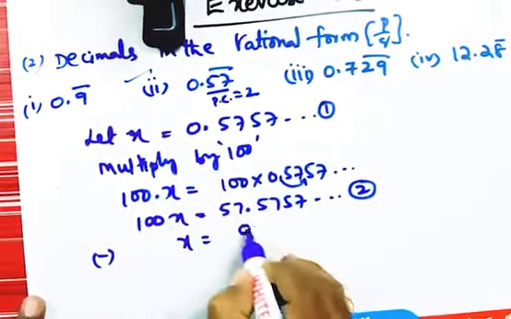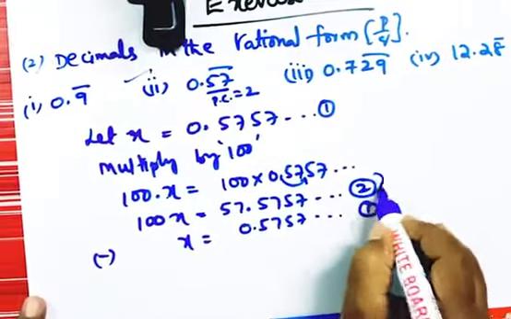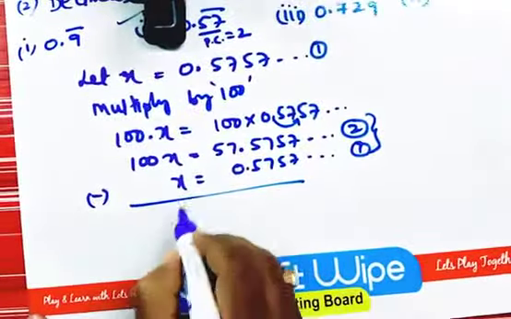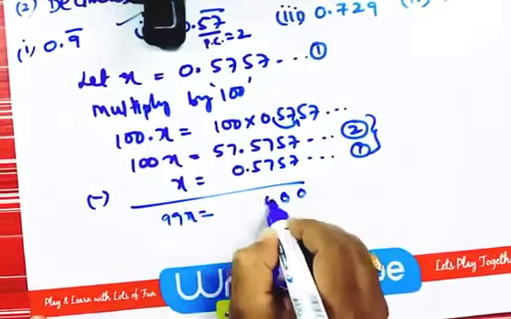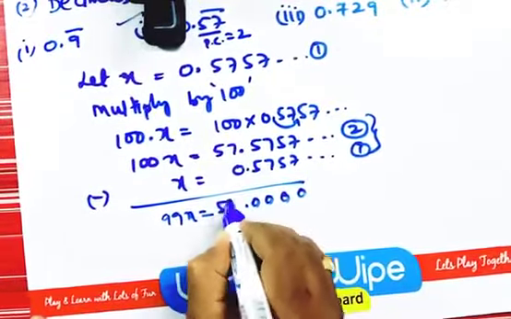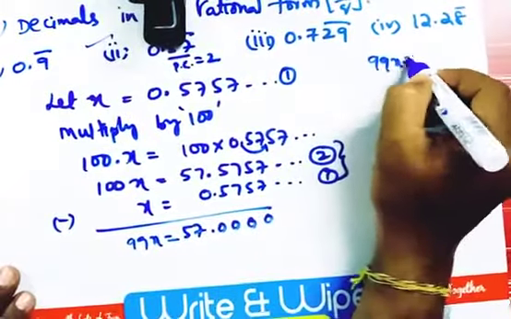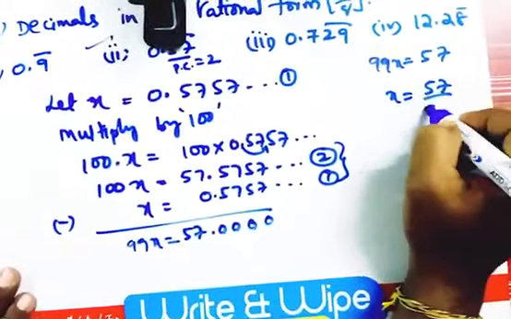Now subtract the first expression, 0.5757, from the second expression. So we are subtracting these two. Then you will get 100x minus x, which is 99x, is equal to 57. So finally 99x is equal to 57. Then you will get x equal to 57 by 99.